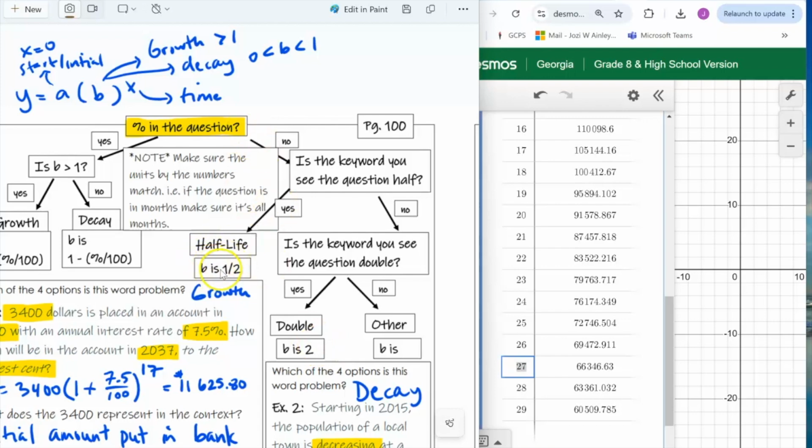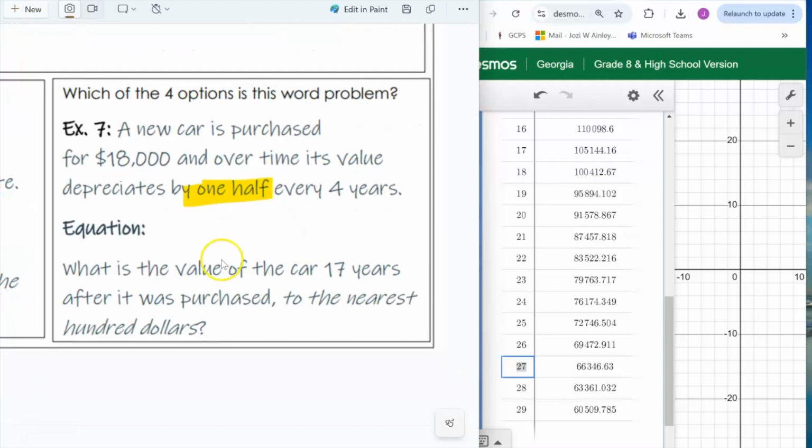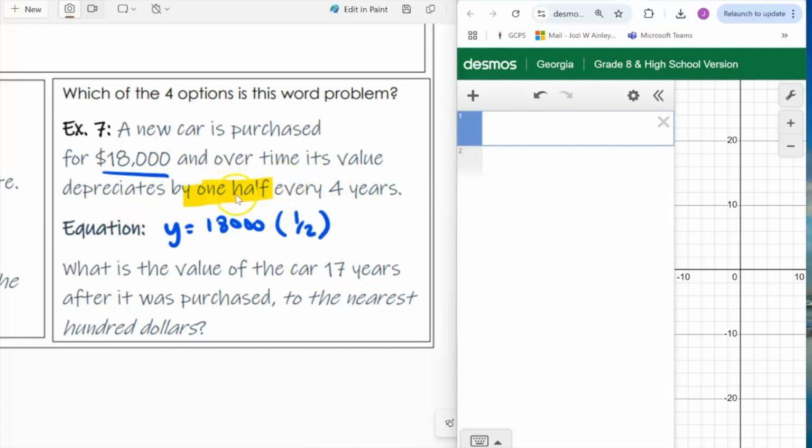So B is 1/2. So again, you start off with the equation, y equals A, which is my initial, 18,000, B, which in this case now is 1/2, and then the power of X. Now, I'm going to show you the shortcut for this, but before I do, let me make it make sense for a second.